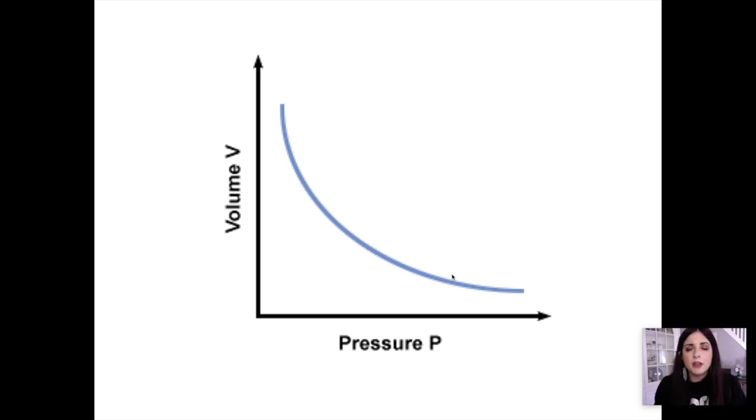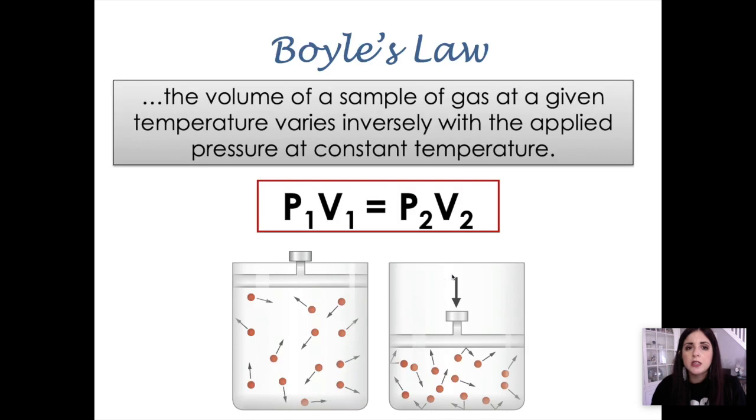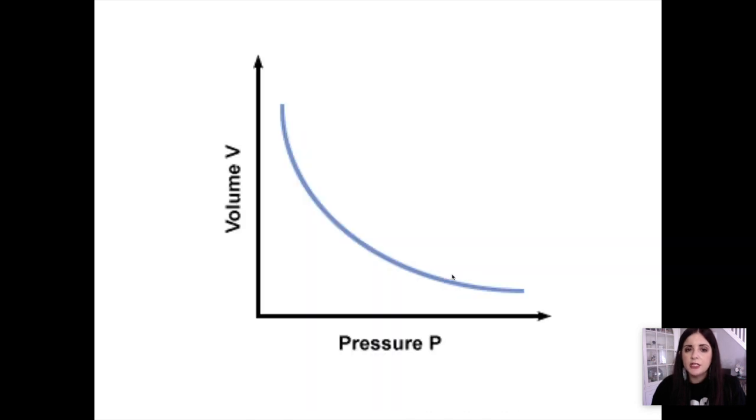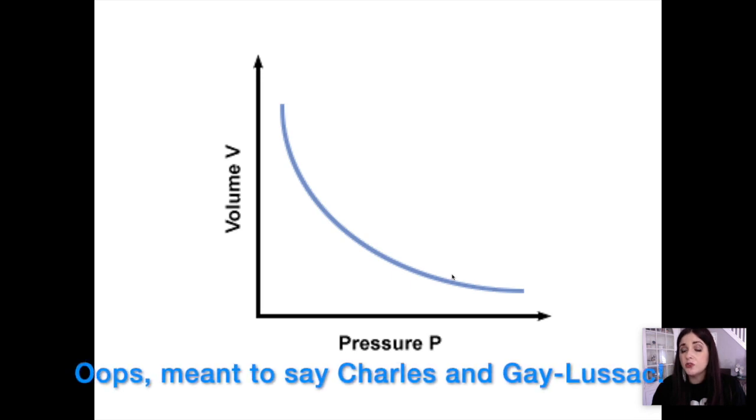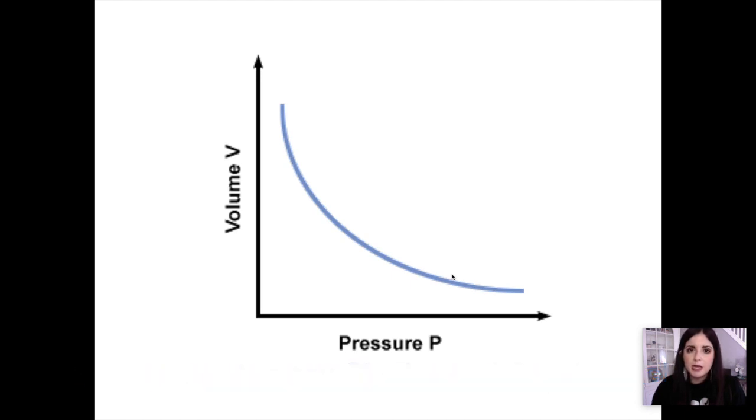Just know that when a volume goes up, the pressure is going to go down. It's not directly proportional like the next two gases are. So it varies inversely. So our graph is actually going to look a little bit different for Boyle's law and Charles's law. It's not going to be hyperbolic.